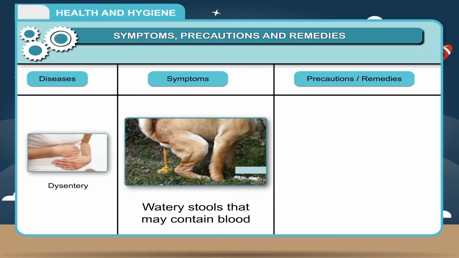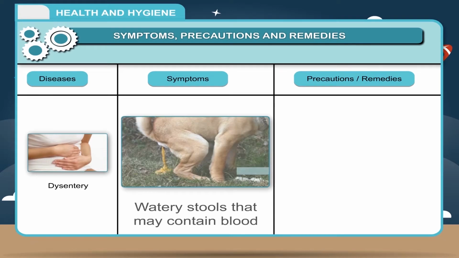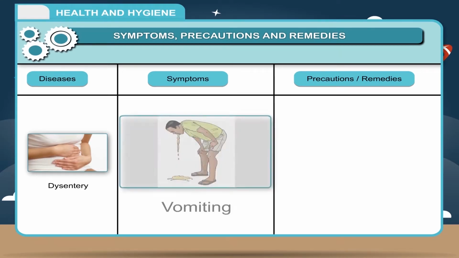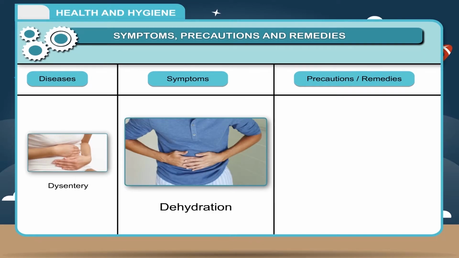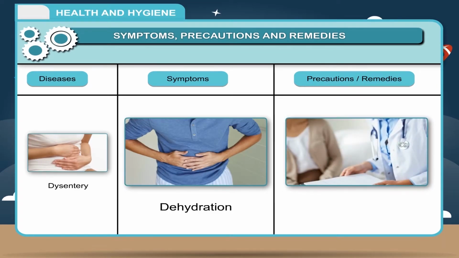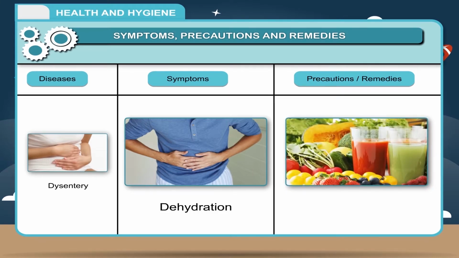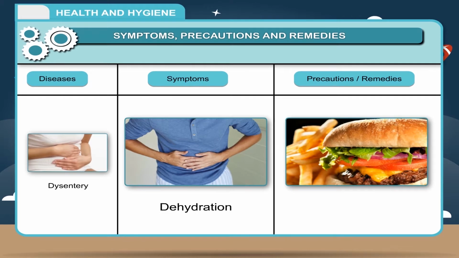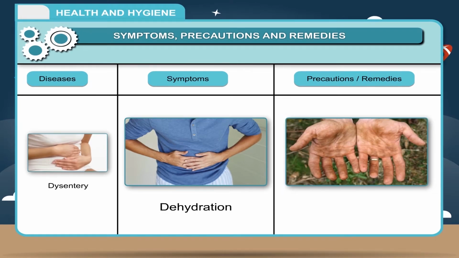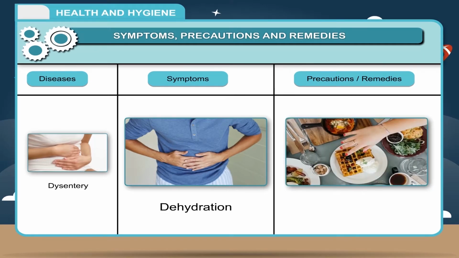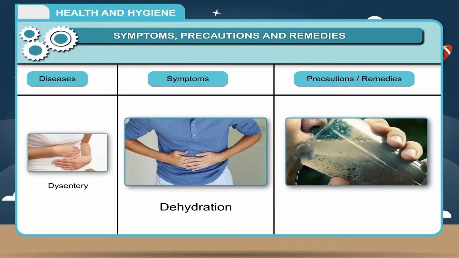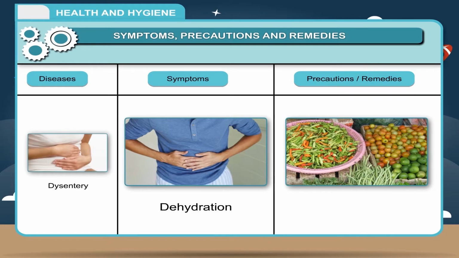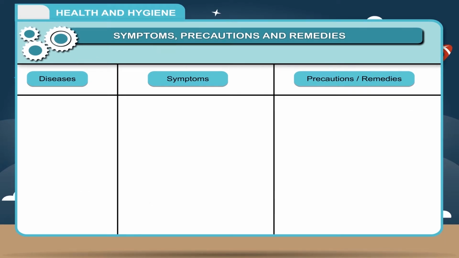Dysentery. Watery stools that may contain blood, abdominal pain, vomiting, dehydration. The patient must consult a doctor immediately. The patient should take hygienic liquid food. The patient should not eat food with unwashed hands. The patient should not eat or drink stale and infected food and water. Should take proper sanitary measures.